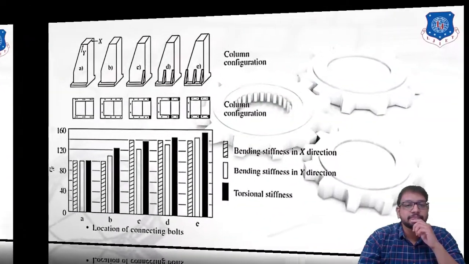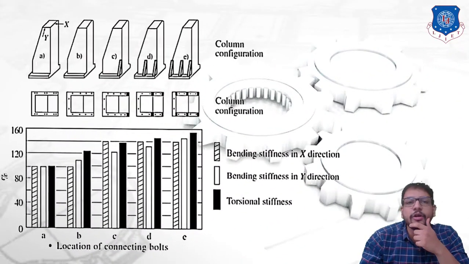Now, let's see that. Five different arrangements of column configurations have been shown. So in the first arrangement, the fastening bolts have been arranged in a uniform way, but ribs, that is stiffening ribs, are not used. In the second case, fastening bolts are arranged in a more uniform manner, which is going to increase the bending stiffness slightly in the x direction and y direction compared to the previous case. The x direction is our horizontal one and the y direction is perpendicular to our plane.